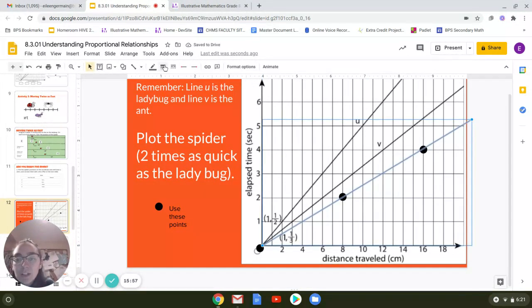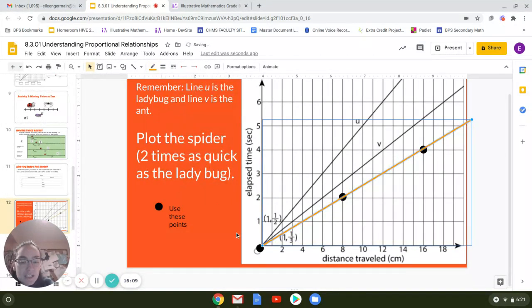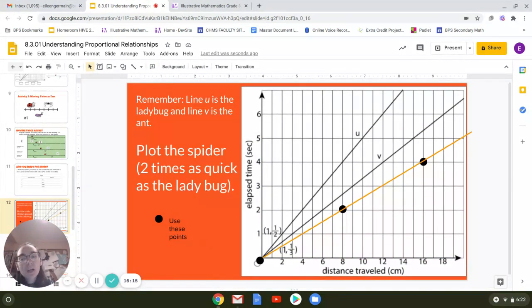I'm going to come over here. I'm going to make the line a little bit darker. So right next to this little pencil, you're going to click on the little 3 lines, and I'm going to change it to 3. And I'm going to change the color to orange so that I can see it really well. Okay, so I plotted this line on my graph. You also need to plot this line on your graph.